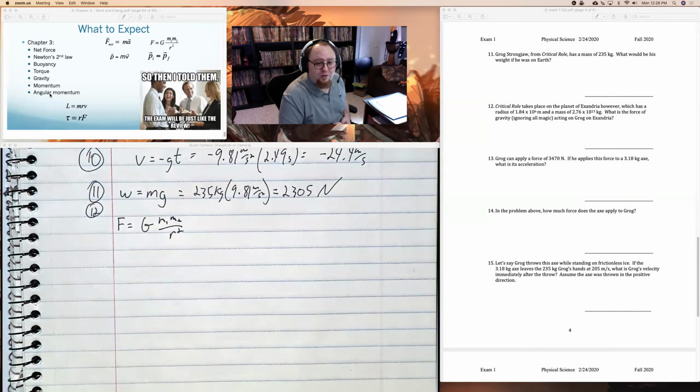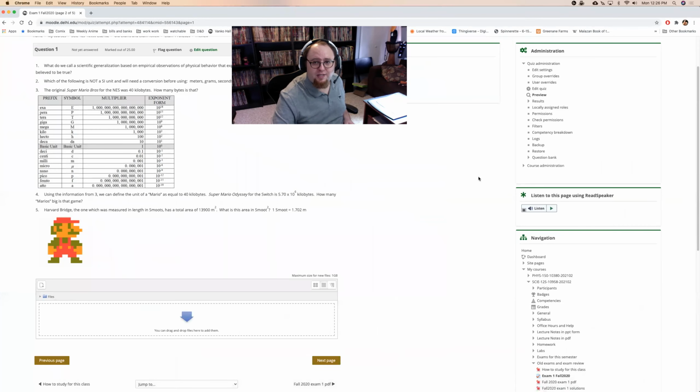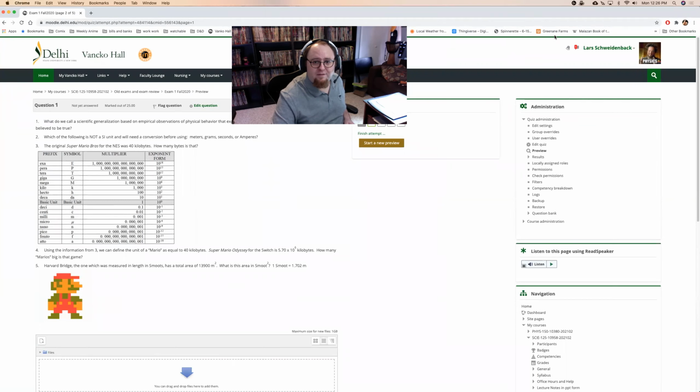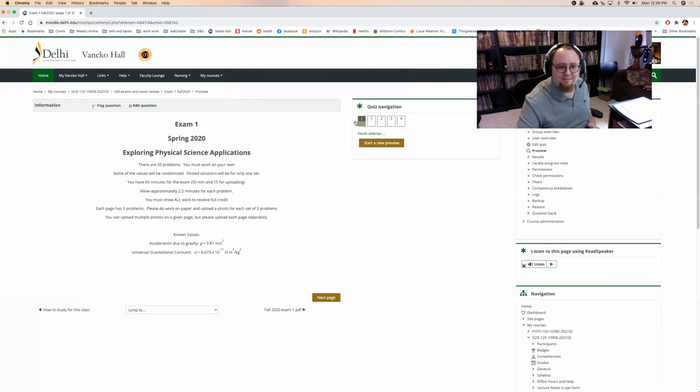Now, you do need to know what capital G is. If I go back to the actual exam, before the questions start, there is a sheet with constants on it. I will always give any constants you might need. This only has 2 constants right now, but as the semester goes, this will get more and more constants. And that includes G.